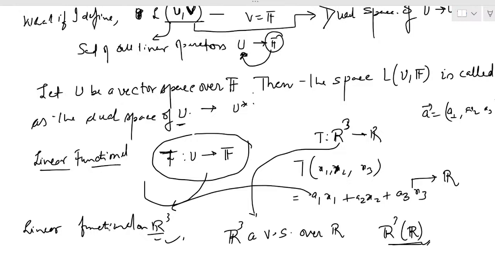Is that clear? Please let me know in the comment section if that is clear. Then I'll move a little bit further. Otherwise, I'll repeat whatsoever I'm saying right now. Don't get confused by all these terminologies. Eventually you're going to get it. Don't worry.